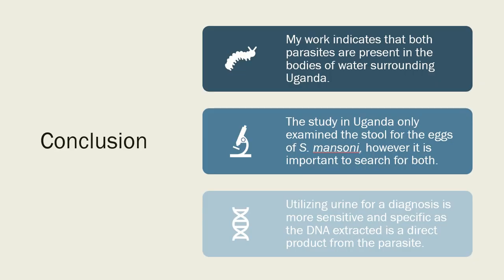My work indicates that both parasites are present in the bodies of water which surround Uganda. This method of diagnosing through urine should be considered as it provides more information than looking for eggs in the stool. It is important to search for both parasites, as multiple parasites can be the cause for certain symptoms. Utilizing urine for a diagnosis is more sensitive and specific as the DNA extracted is a direct product from the parasite.